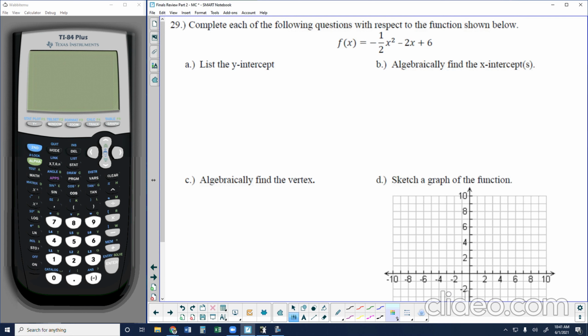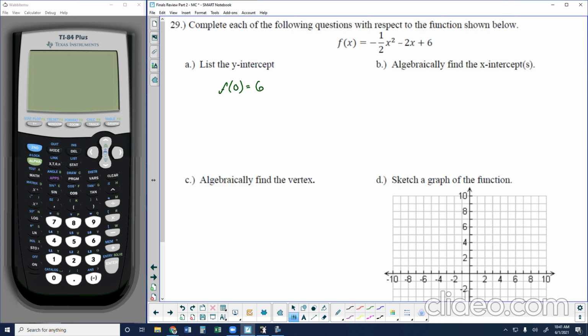So first it says to list the y-intercept. Remember, the y-intercept is the location where x is equal to 0, where f of 0. So the y-intercept is on the y-axis when x is 0. So I can substitute in 0 for this and very quickly find out that the answer is 6.